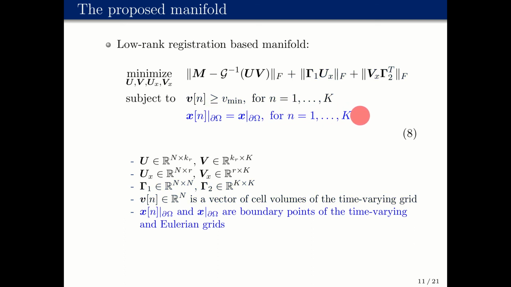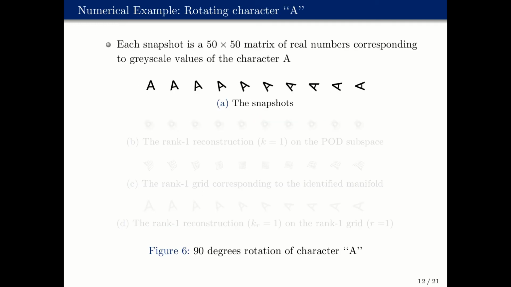another minimization problem constraint. So now let's look back at our motivational problem. We had the snapshot matrix of this rotating character A, and we saw that the rank-reduced reconstruction of the solution on the POD subspace is not efficient, and there is a high error.